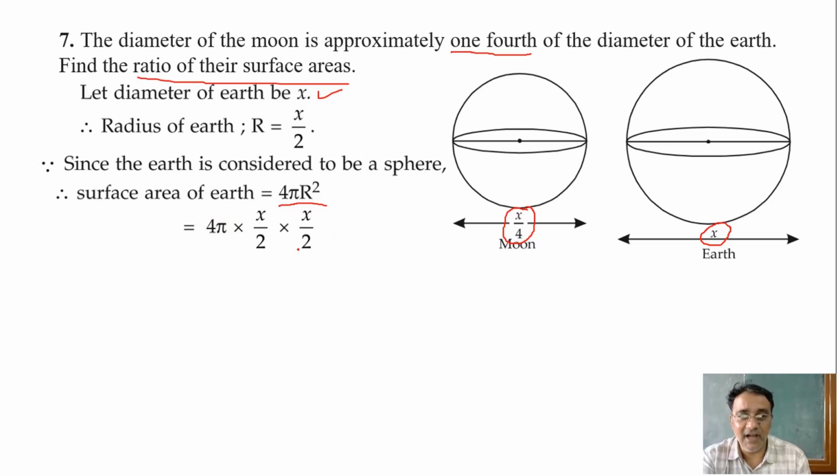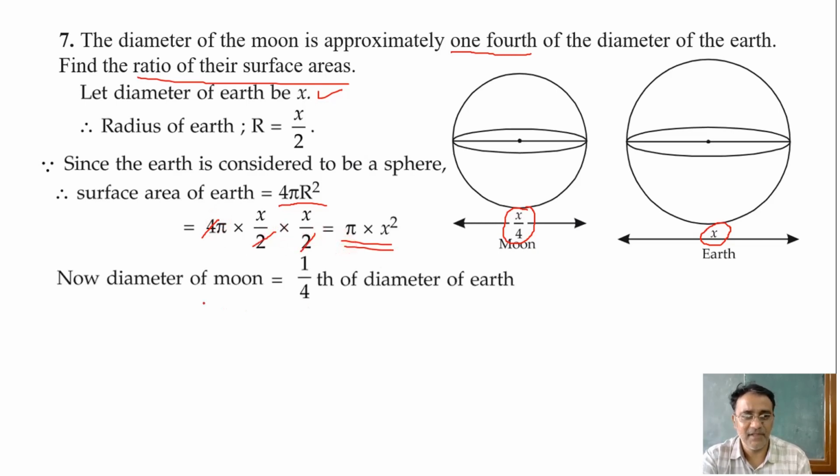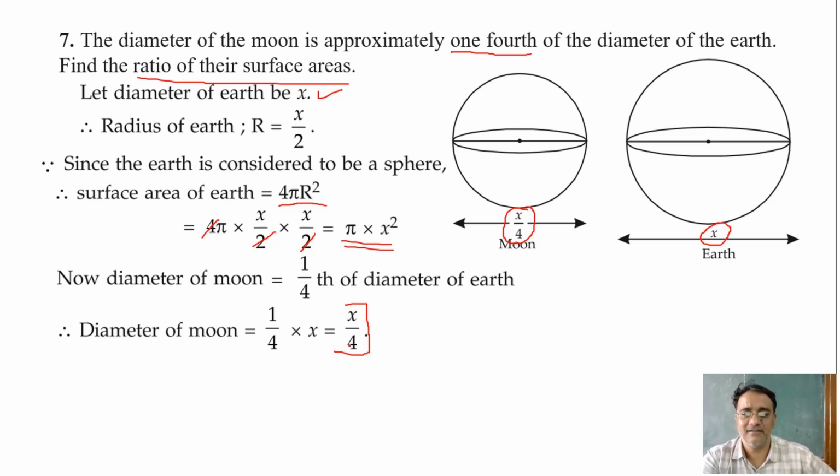Right. Now, the diameter of the moon is 1/4 of the diameter of the earth. Here, this 4 we can cancel with this 2. So, we will get pi x square. Diameter of moon is given 1/4 of the diameter of earth. So, diameter of earth is x, so diameter of moon will be x by 4. This is clear? Yes, sir. If diameter is x by 4, what will be the radius? X by 8. Very good.